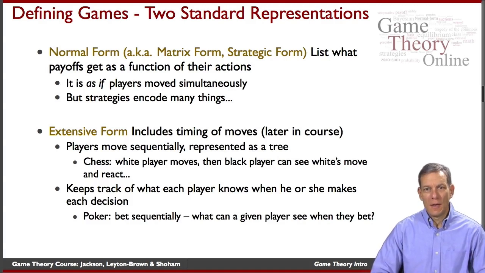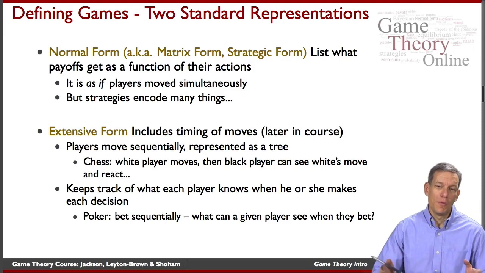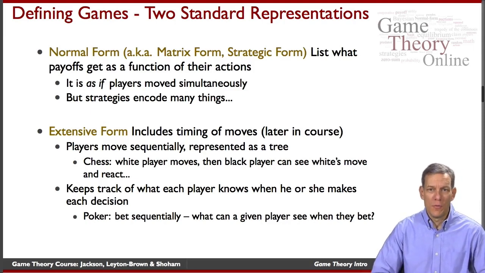explicit timing in the game. So who moves at what point in time. That's going to be represented often as a tree. So for instance, in chess, one player moves first. The white player generally moves first, and the black player can see the move by the other player, react to that, and so forth. So that's going to be better represented as a tree than in normal form.